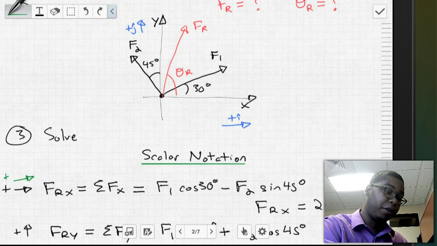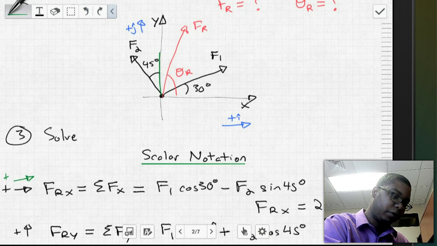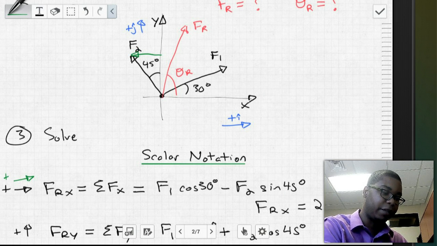When we do the same thing for F2, we see that it is the adjacent side that has an angle between these two components of 45 degrees. We'll find that, well, it's not the adjacent component, it's the opposite component because we're trying to find the F2x.